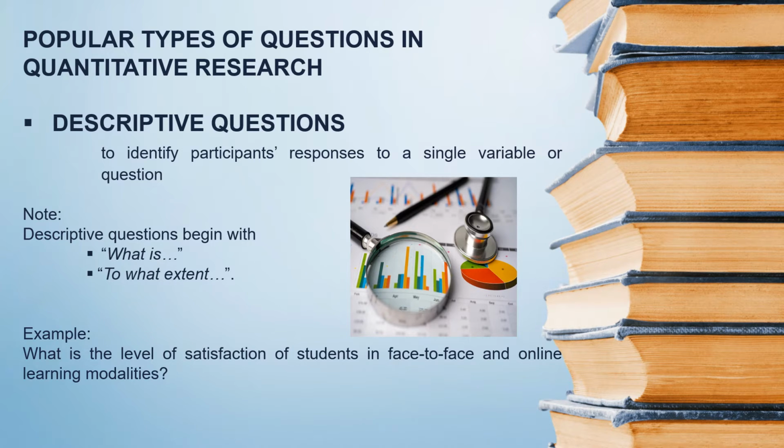For example, if a researcher wants to describe the satisfaction of students in two different modalities, namely face-to-face and online, he may use the categories that are actually descriptions: not satisfied, slightly satisfied, moderately satisfied, or extremely satisfied. The research question that he could ask is, what is the level of satisfaction of students in face-to-face and online learning modalities? Of course, there is a need for the researcher to identify aspects or dimensions of satisfaction that are worth considering.